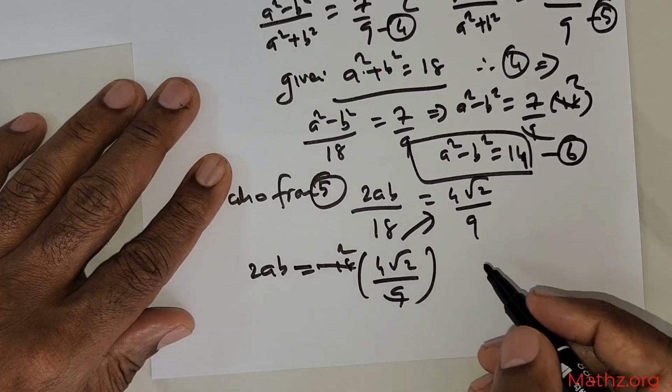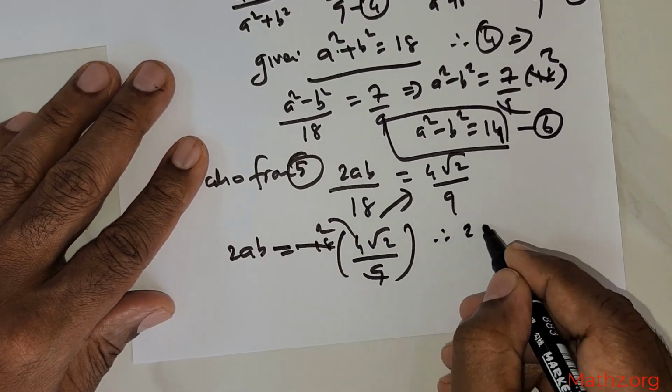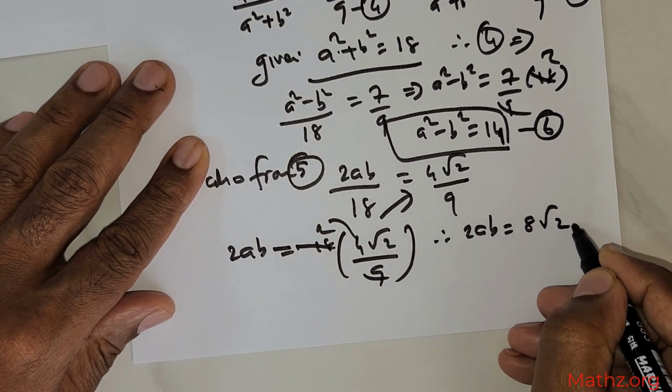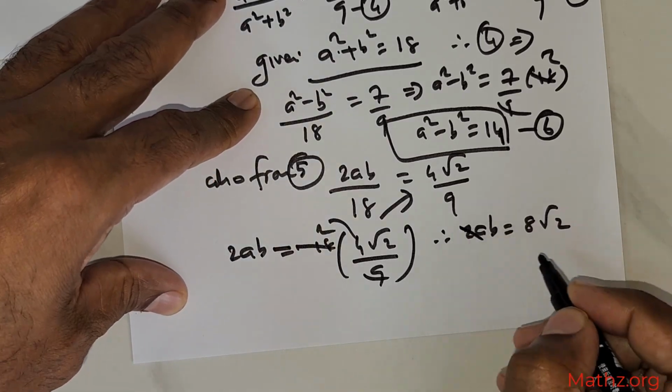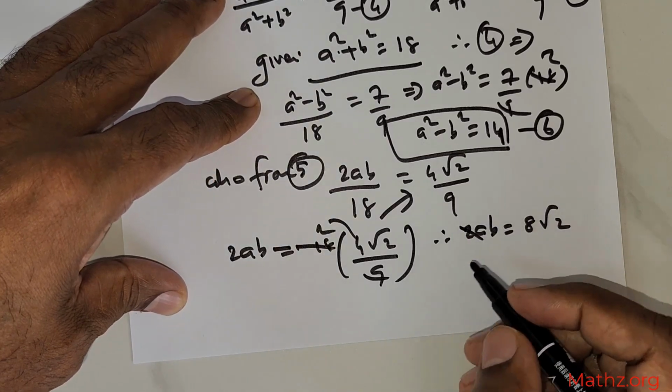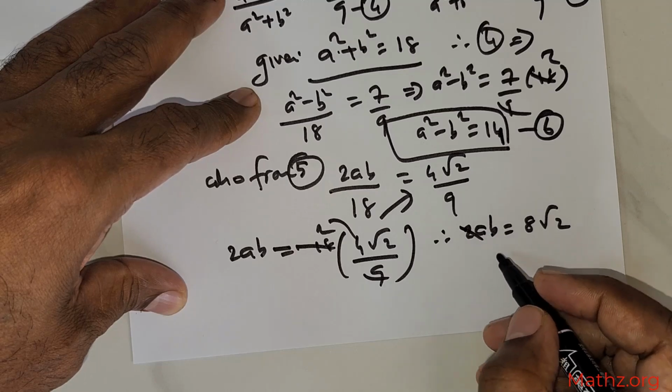9 divides 18 2 times. 2 times 4 is 8. So therefore 2ab is 8 times root 2. So now I can extract a value for a or b. So I will take the value for b.